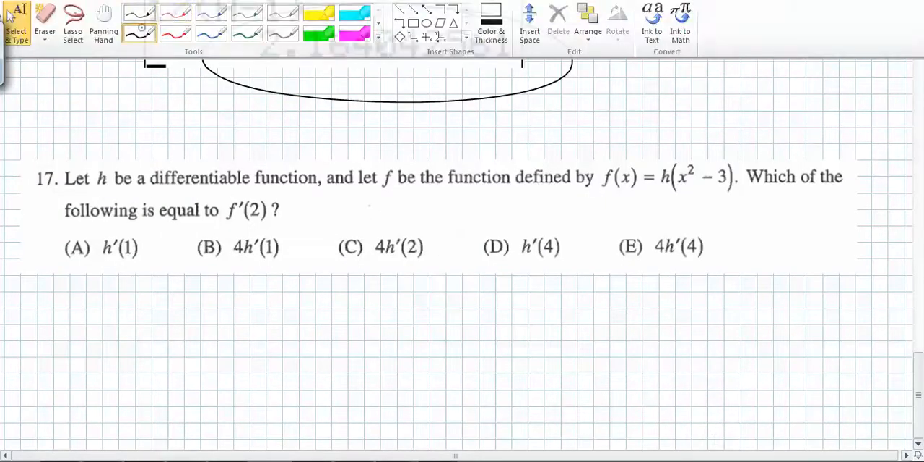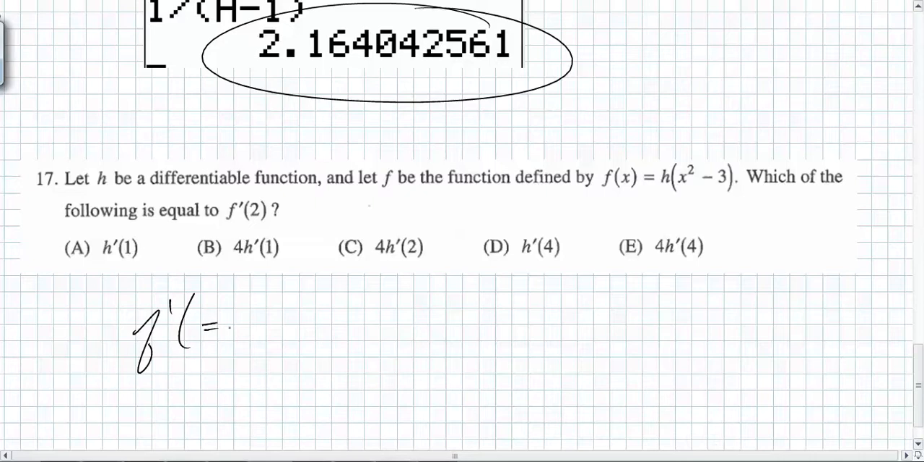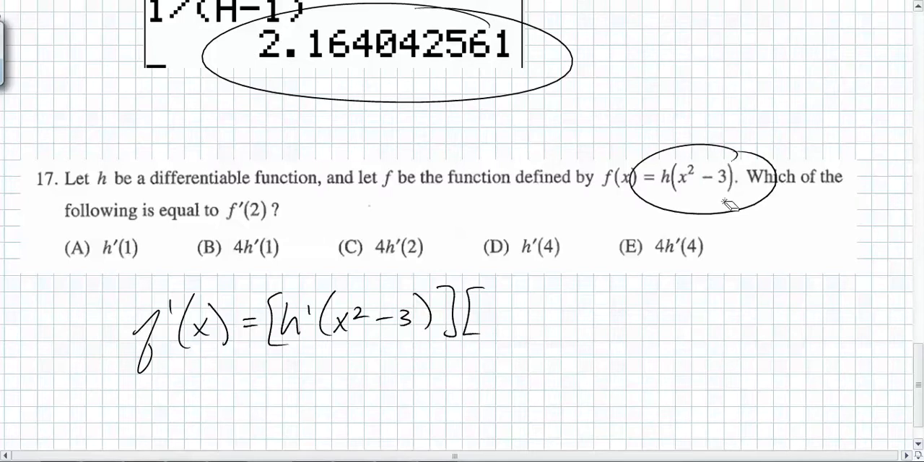Take the what? Yeah, so f prime of x is equal to what? h prime of x squared minus 3, right, times what? Plus times what? What rule do you have to use if there's a chain rule? Times what? You're not. This is h of x squared minus 3. It's not h times x squared minus 3. Oh, so what do you multiply by?